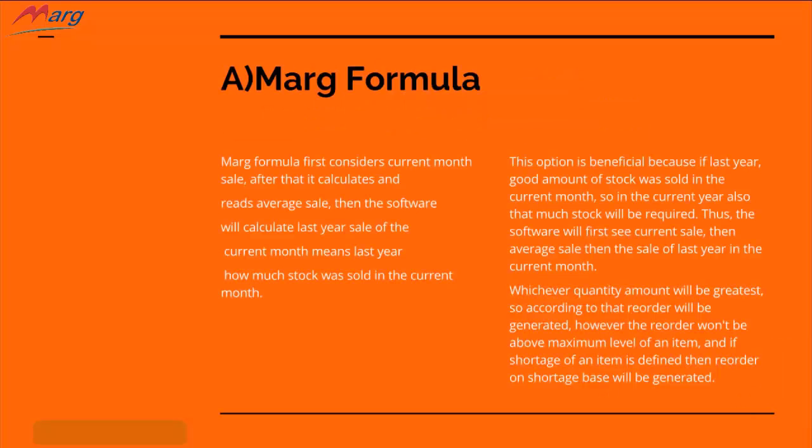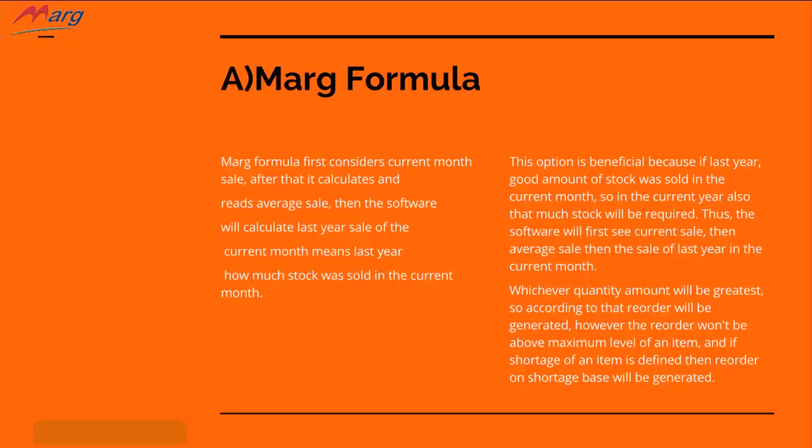First one is Marg Formula. Marg Formula first considers current month sale. After that, it calculates and reads average sale. Then the software will calculate last year's sale of the current month. Means last year how much stock was sold in the current month.